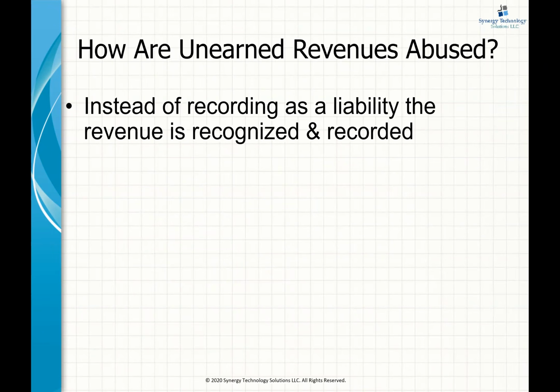Now, how are unearned revenues abused? Instead of recognizing the liability, revenue is recognized and recorded. As I told you, sometimes with some companies you get the payment upfront for 6 months or 1 year in advance. In that case, you need to allocate the revenue as you go. But in one case, which was a funny case, and it was not intentional, we noticed there was an error. It was a telecom service company. They had a contract for 5 years with the government.